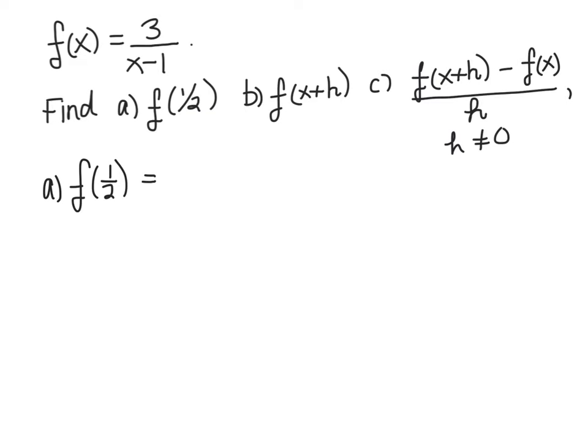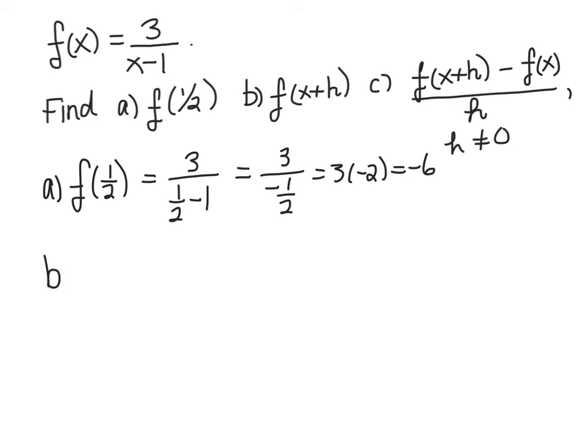So f of 1/2 is 3 over 1/2 minus 1, which is 3 over 1/2 minus 2/2, which is 3 over minus 1/2, which is 3 times minus 2, which is minus 6.